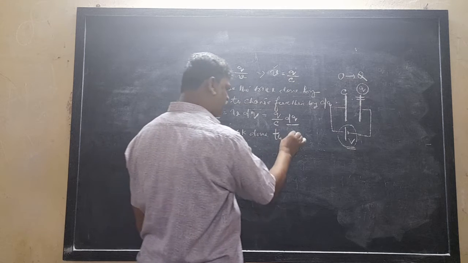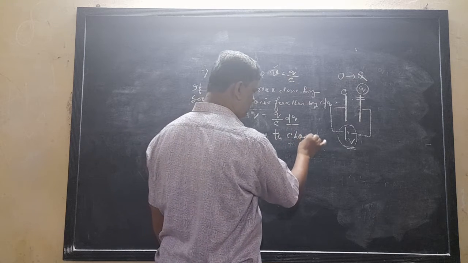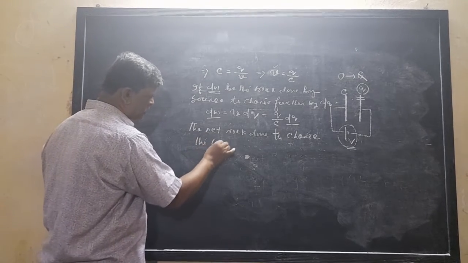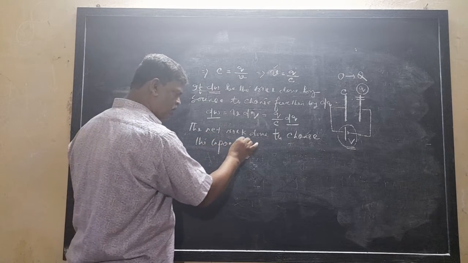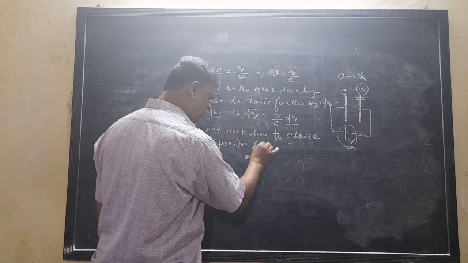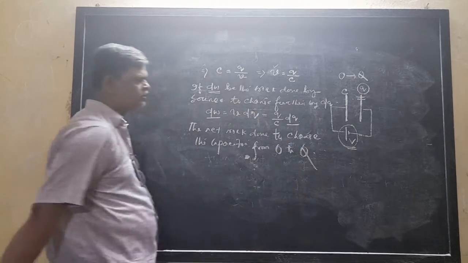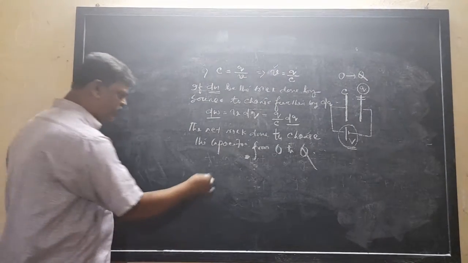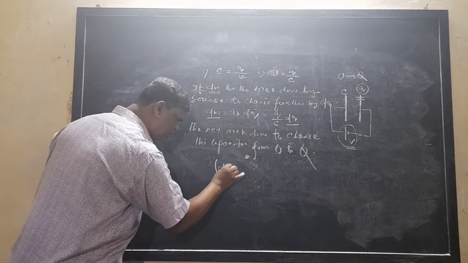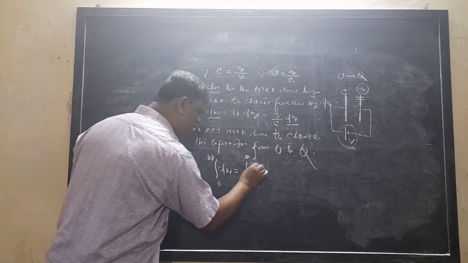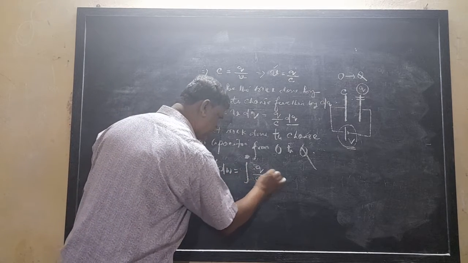To charge the capacitor from 0 to q, how can you find out the total work done? Integrate dq from 0 to q. Yes, this is the integration of q by c, dq.